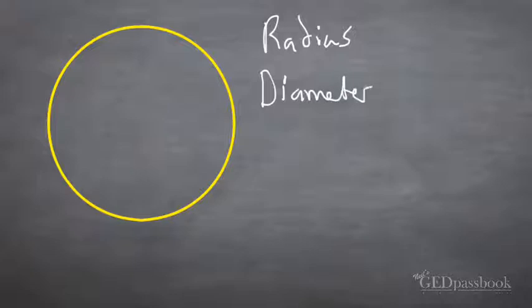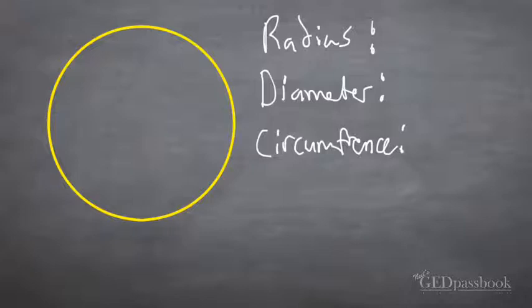First thing is something called the radius. Second thing is called the diameter. And third thing called the circumference. And you know what? Fourth thing, just because, pi.